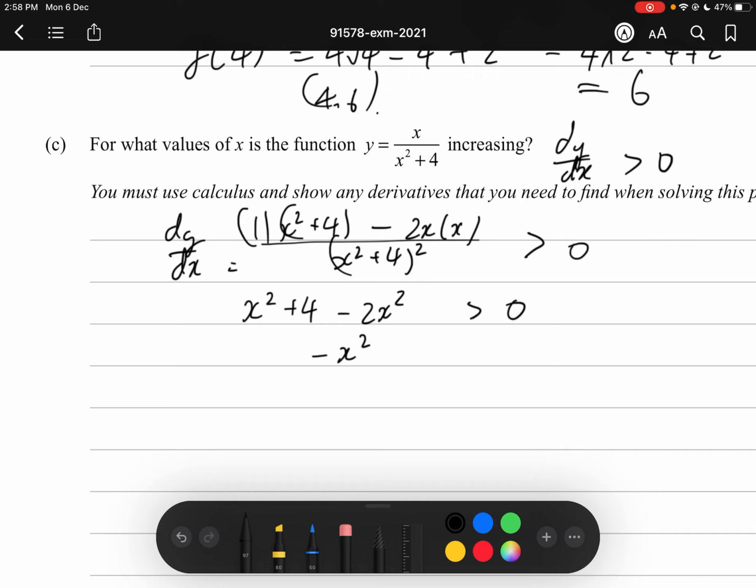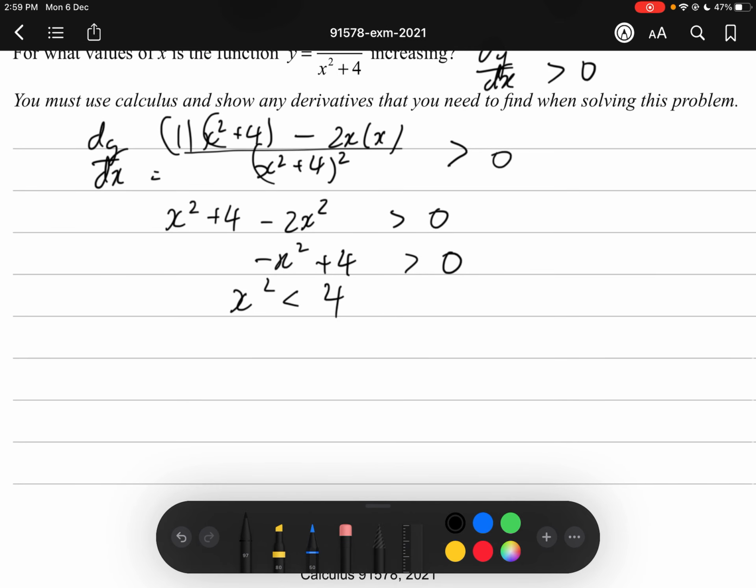Therefore negative x squared plus 4 is greater than 0, so x squared is less than 4. Actually, we can write this instead as x squared minus 4 is less than 0. And we can say this is x plus 2 and x minus 2 is less than 0.